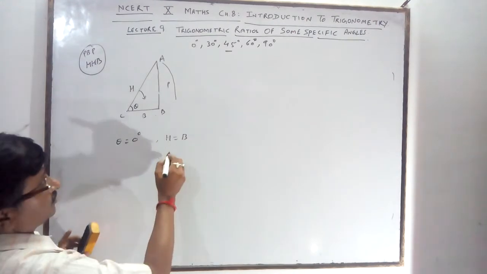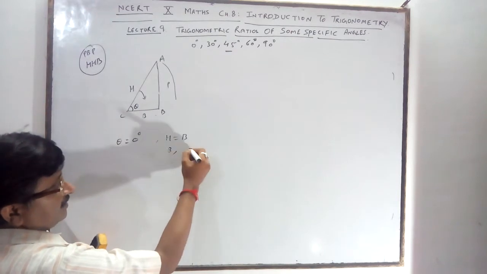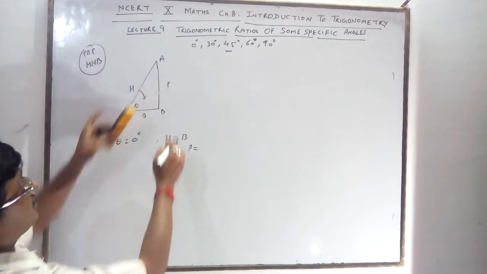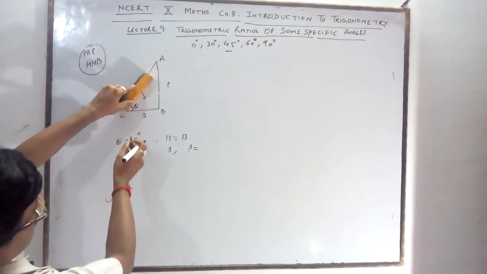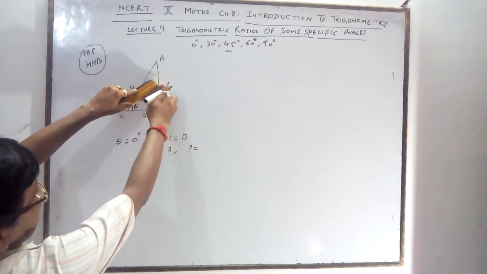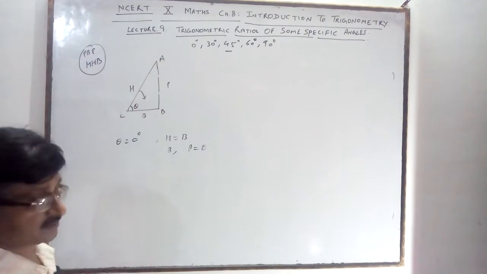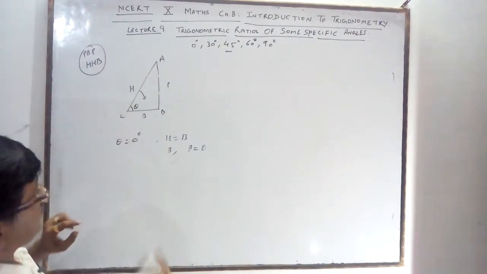And what will be 0? Hypotenuse is equal to base, and the perpendicular becomes 0. This height will be reduced. When you reduce the angle, this side is reduced, this side is reduced, and at last P becomes 0. Very important thing. So theta is 0 degree.